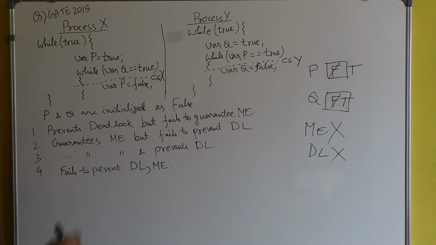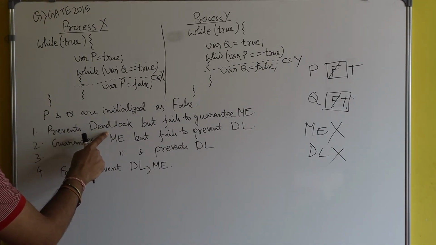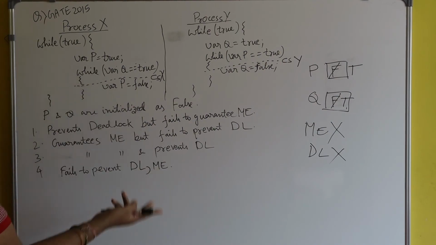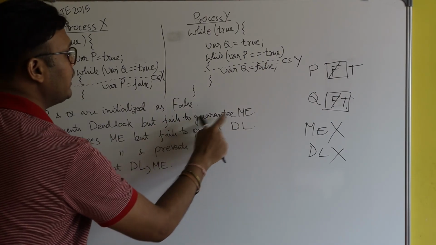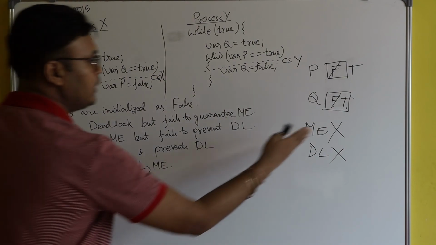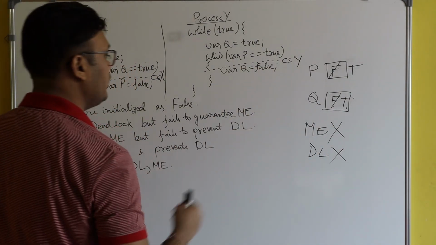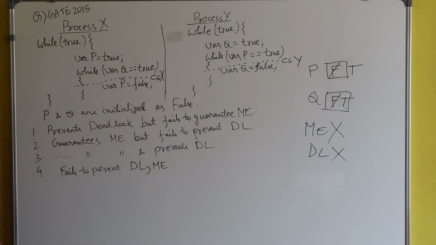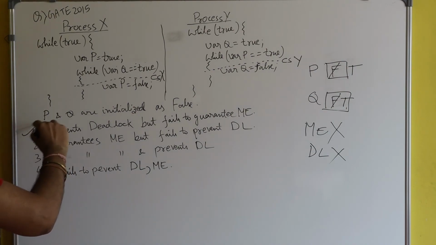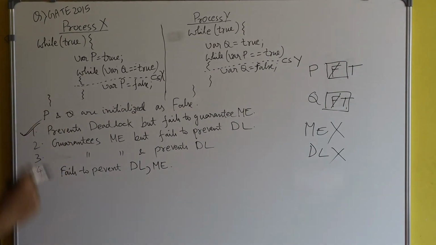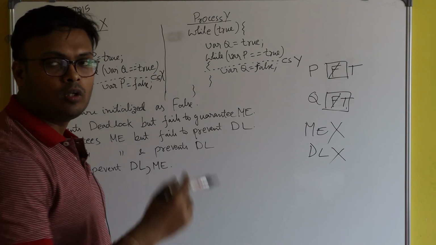So in the first option, it prevents deadlock. Yes, deadlock is prevented, but it fails to guarantee mutual exclusion, and obviously mutual exclusion is not there. So option 1 is correct. It's a very easy question. Okay, let's solve another question.